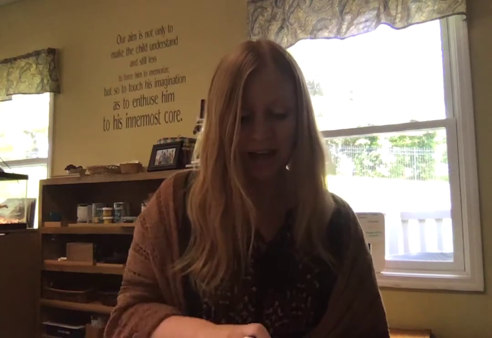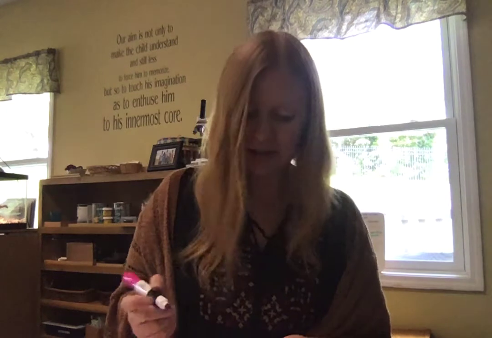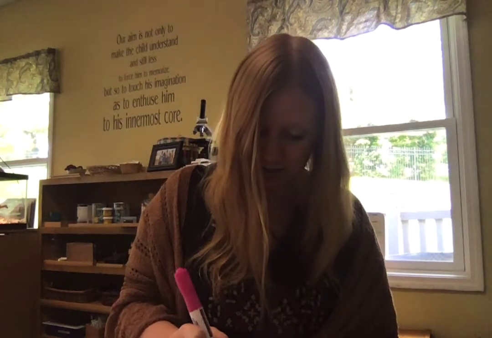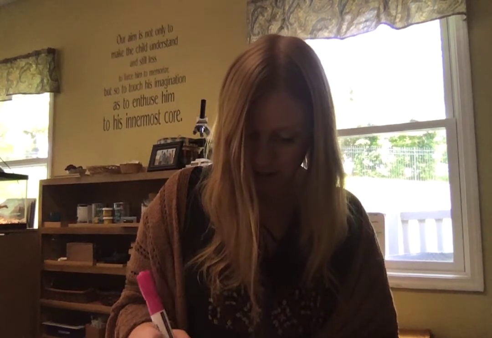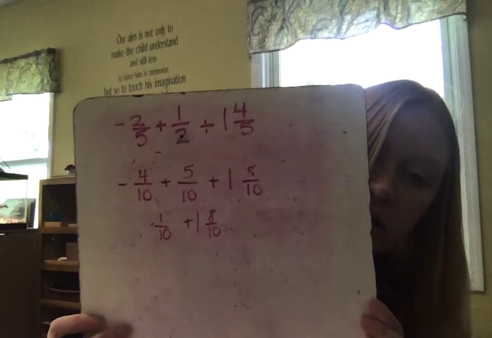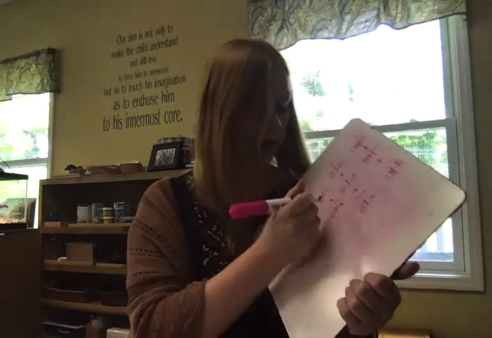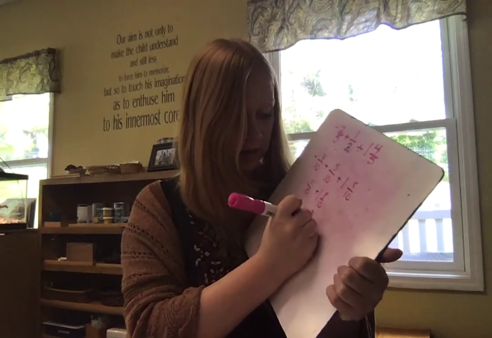Okay, keep working. So I have negative 4 tenths plus 5 tenths, which is the same thing as 5 tenths minus 4 tenths, which gives me 1 tenth. So I have 1 tenth plus 1 and 8 tenths. And that gives me 1 and 9 tenths.